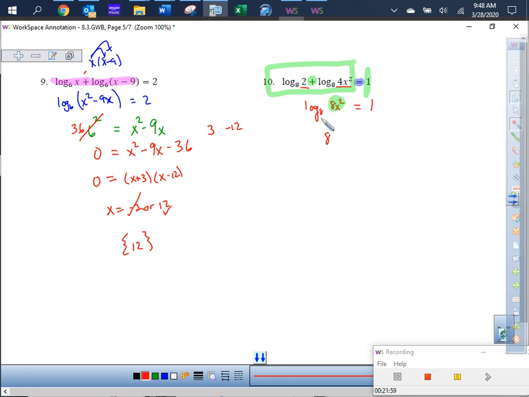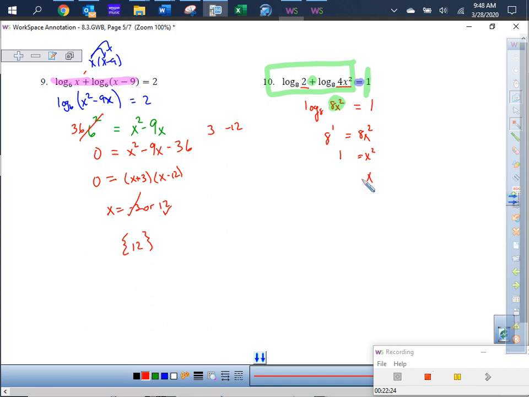Base, exponent equals argument. Simple stuff. Take this to that power. It's going to turn out to be 8 anyway, but you can't square root yet. You got to get x squared all by himself. So the reason why we're not factoring is because there's not an x to the first. There's only x squared. So dividing both sides by 8, boom, x squared equals 1 in that case.